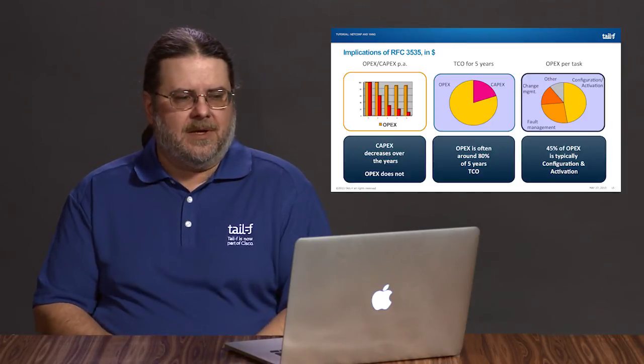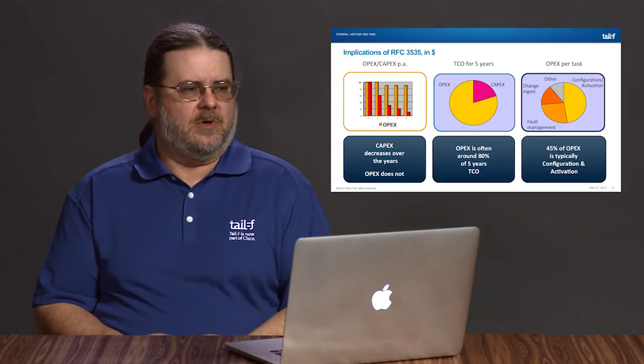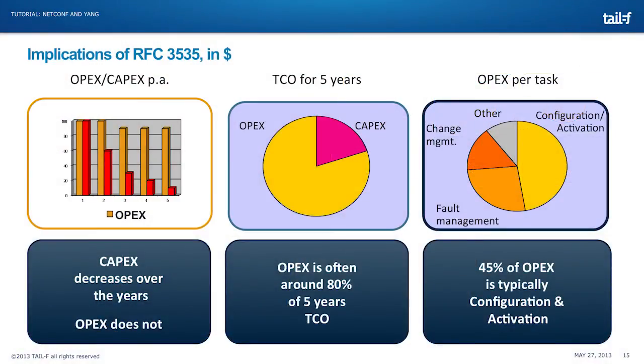So what does this mean for the cost of running a network? Well, when running your network, you have two primary expenditures: CapEx and OpEx, your capital expenditures and your operational expenditures. CapEx comes from simply buying the equipment to use in your network. OpEx comes from running your network.